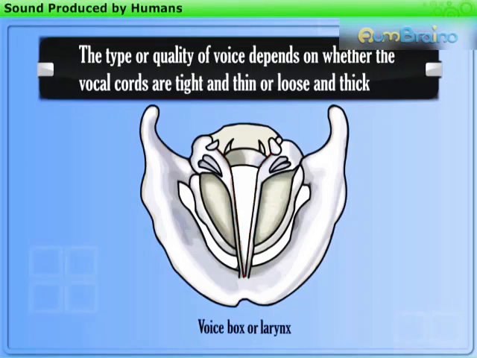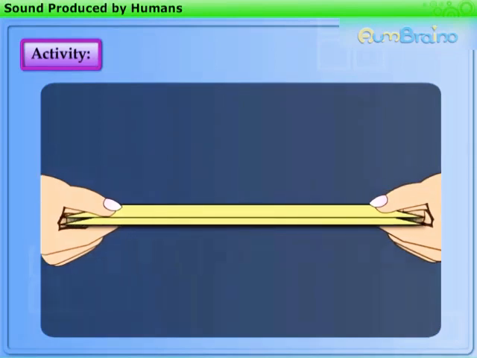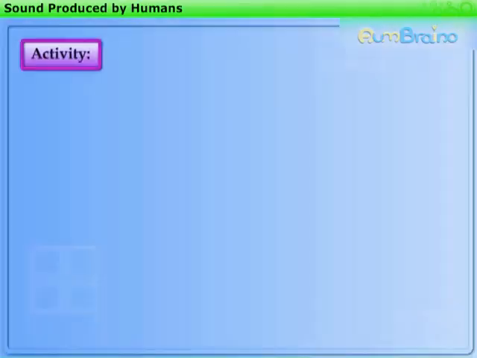Now let us understand the function of vocal cords by an activity. Take two rubber strips of the same size. Place the two strips, one above the other, and stretch them tight. Now blow air through the gap between them. Sound is produced when the air is blown through stretched strips.